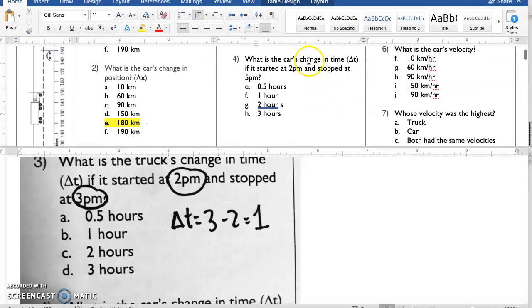Para el carro, what is the car's change in time if it started at 2 p.m. and stopped at 5 p.m.?